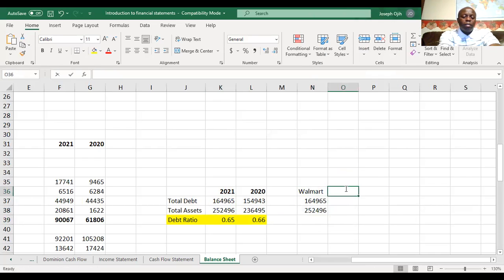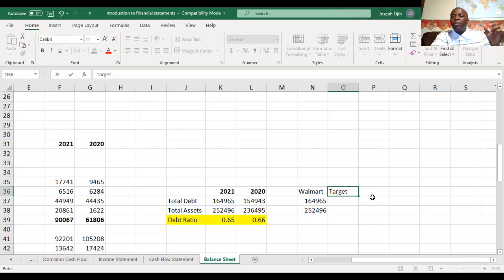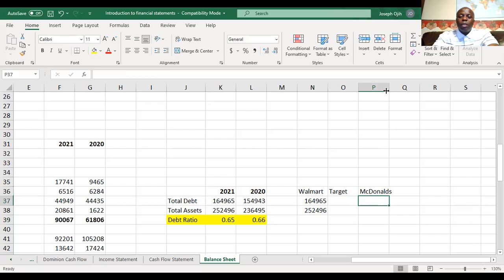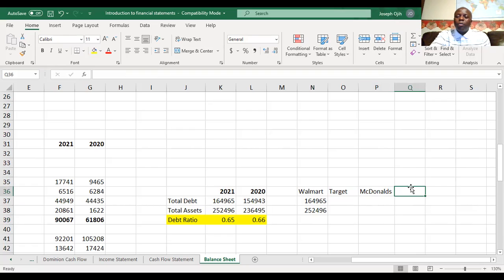Now let's try Target. Now we can use a company that is not in the same industry. Usually, when you invest in stock, you don't put your money in one industry. That is not a good way to diversify. So let me put a company like McDonald's. Okay, and then one more company, so you can see how it varies across which companies have more debt with respect to their asset base.